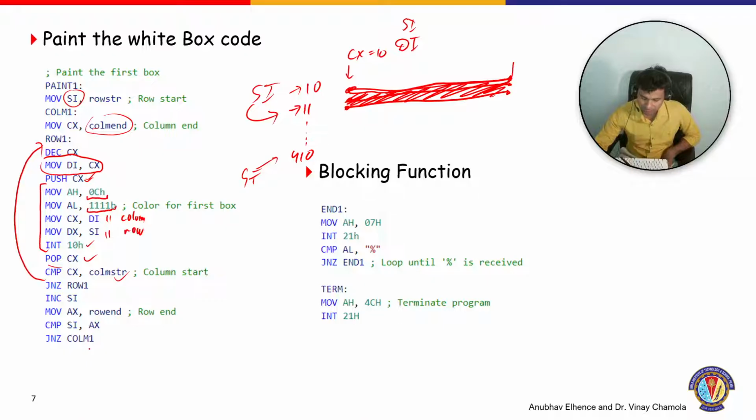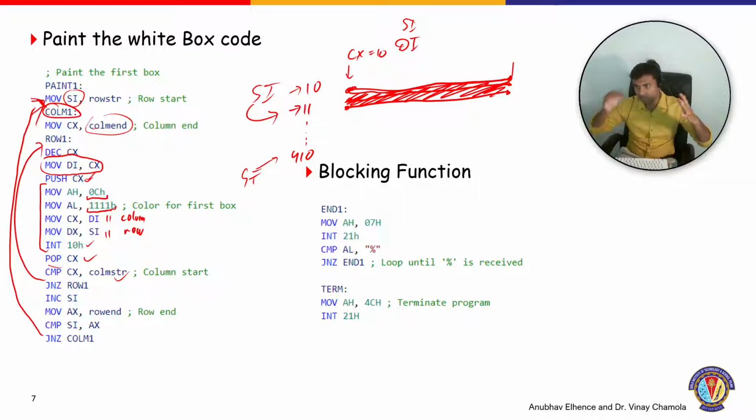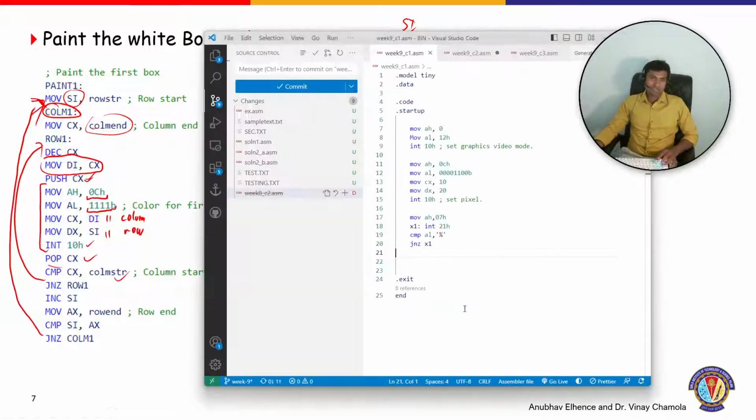If it has reached, then I'll exit the program. If it is not reached, then I'll again start it from column 1, this side, column 1. From here, I'll start to print the next column. All right, the next row starting with this column. So this is how this code is written, and this is the blocking function which we've seen, and this is the termination function. All right, so let's see this in action.